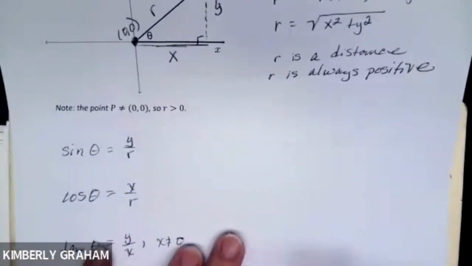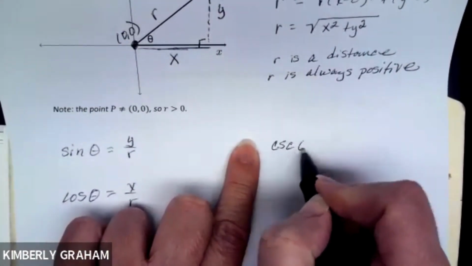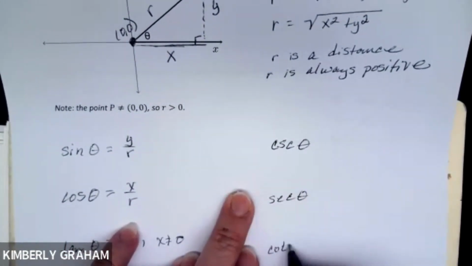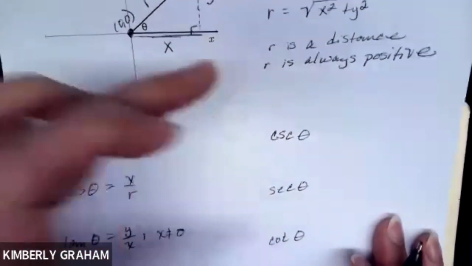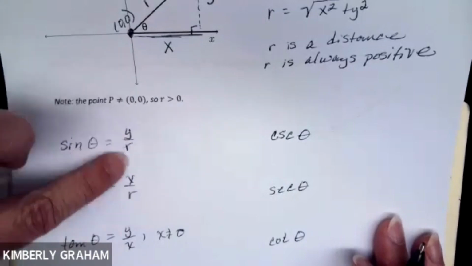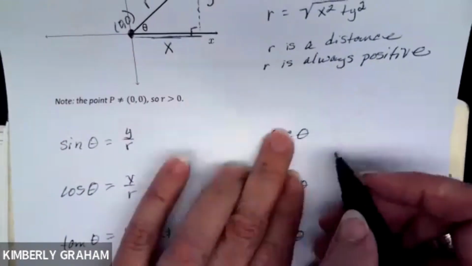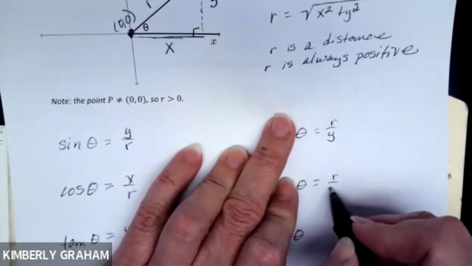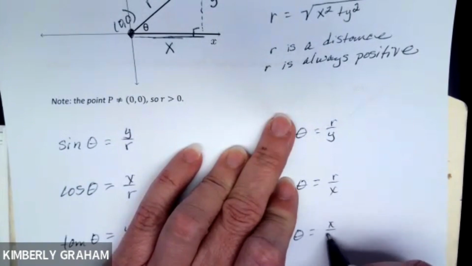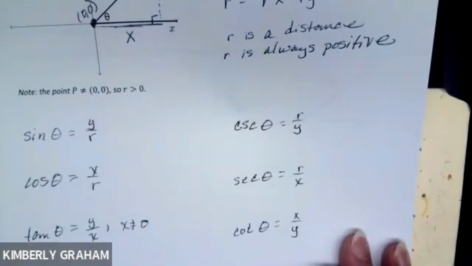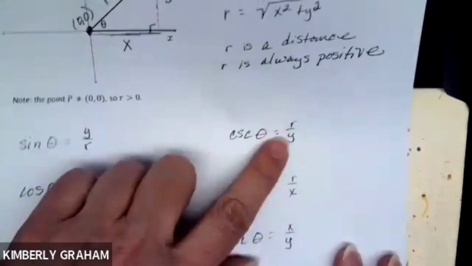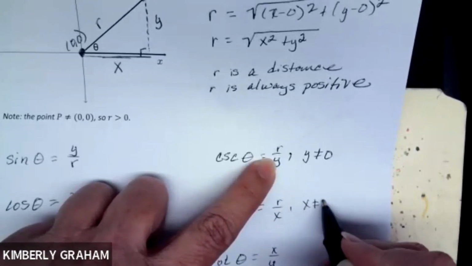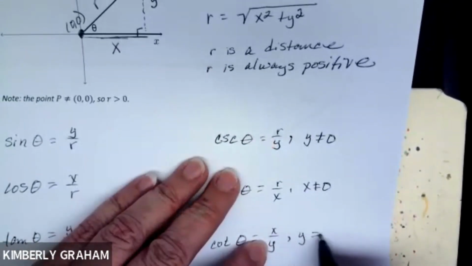Then my next three functions, cosecant, secant, and cotangent, are reciprocals of these, which means I just take these fractions and turn them upside down. So this would be r over y. Here I have r over x. And here I have x over y. And we have to be careful of when these functions are undefined. Here, y cannot be 0. Here, x cannot be 0. And here, y cannot be 0.